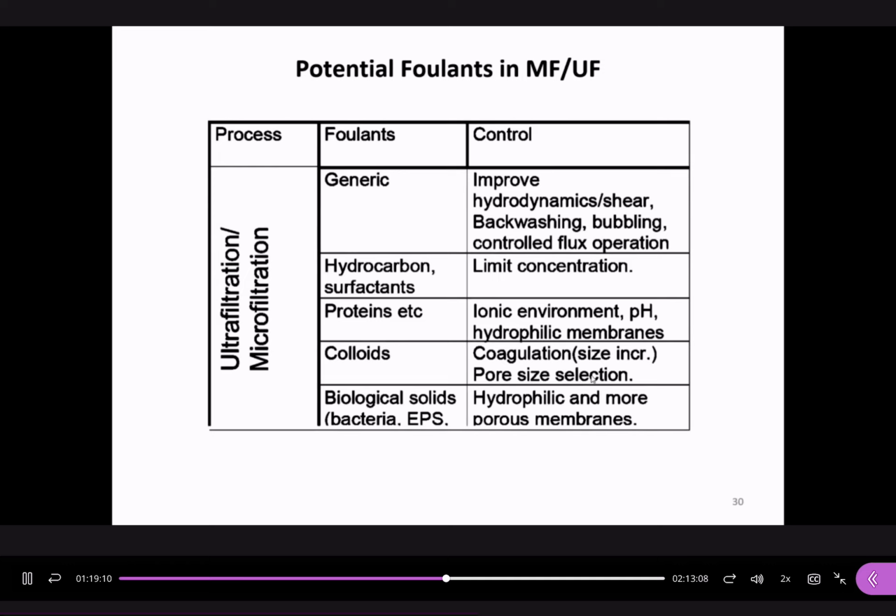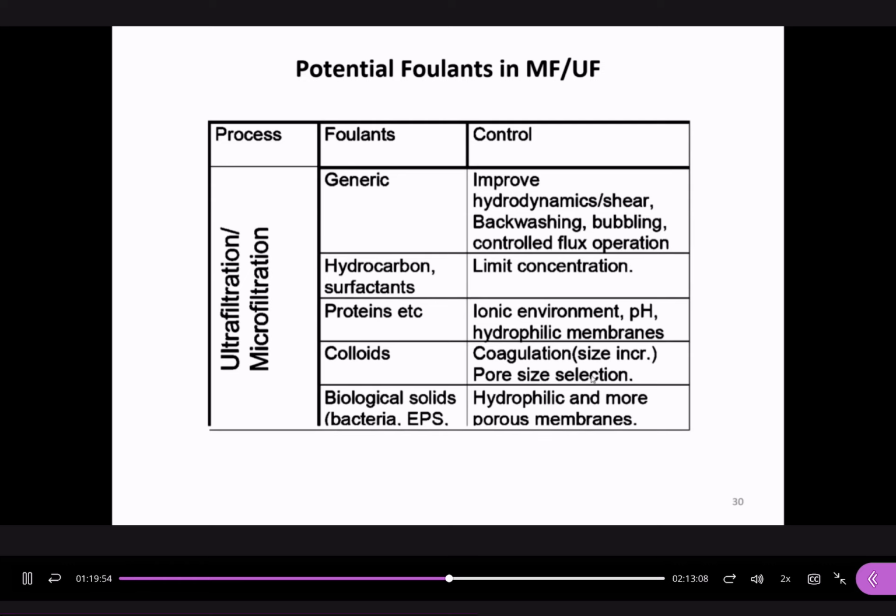For proteins, we could make the membrane more hydrophilic, so they cannot easily attach, right? For colloids, we remove these small particles ahead of membrane separation. That is pre-treatment. Okay, pre-treatment. For example, we use coagulation. We remove them first. We do not let colloids into the membrane filtration process. Okay, so pre-treatment is critical for membrane separation.